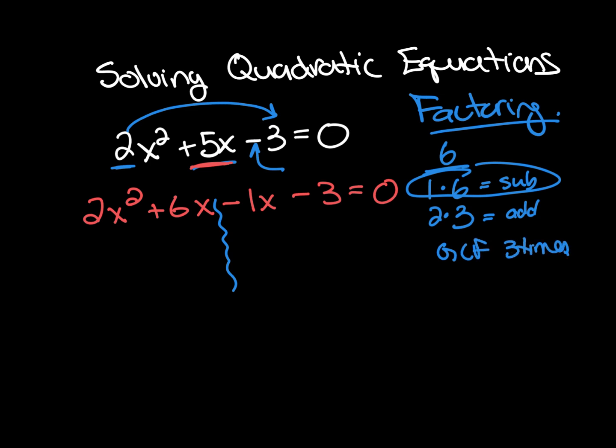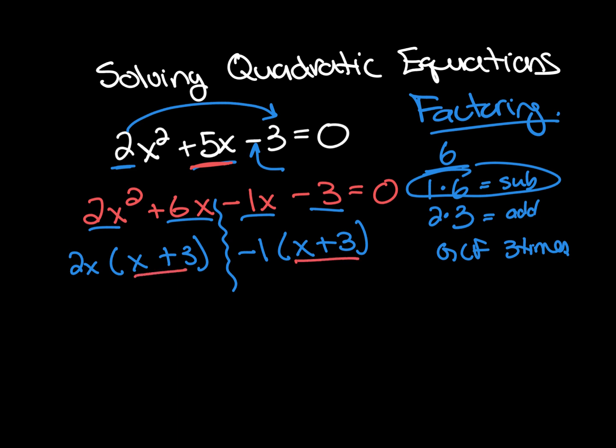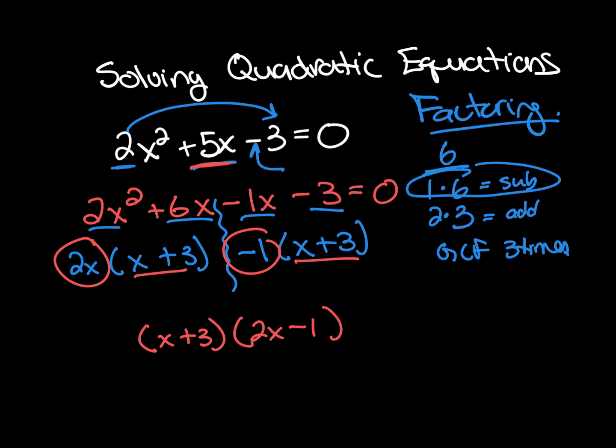On the left side, I have a 2x in common, and when I divide out the 2x, I'm left with x plus 3. On the right side, I have a negative 1 that I want to take out because I do want my parentheses to also work out to be x plus 3. Now that I did the GCF 2 times, I'm going to do it one more time by comparing the common factor on each side. And then my last answer is the part of the factors that are left.